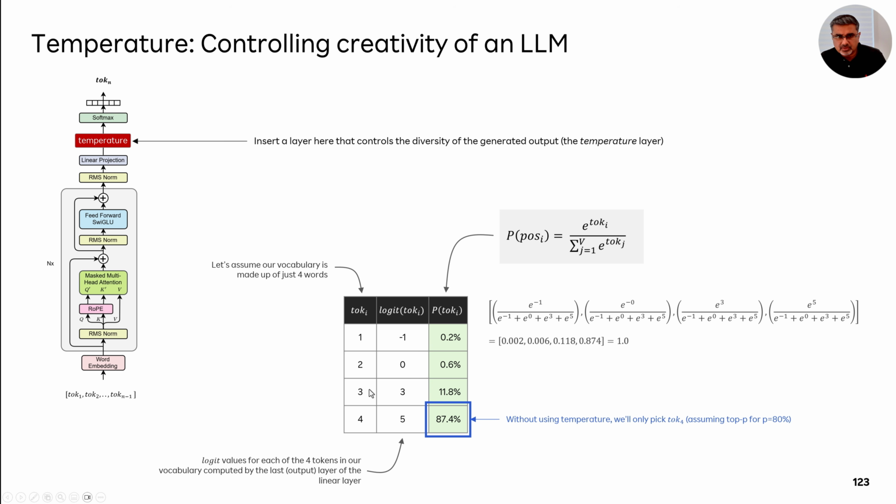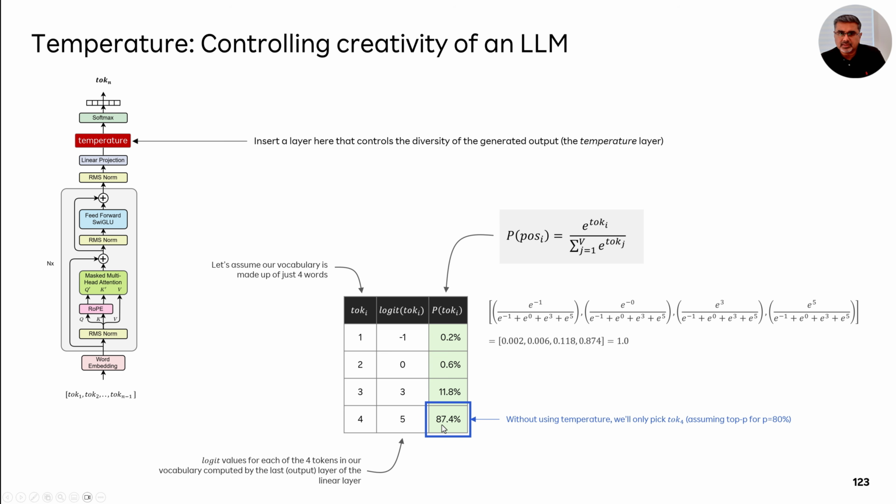This is a standard softmax. There's nothing new. I'm sharing the same thing here. So these are the possible words from the vocabulary, and this is when you softmax it based on the final projection layer's logits, you get this distribution. Now, let us say I'm using top P sampling, and my P that I've selected is 80%, which means pick as many tokens from these possible 4 as long as the cumulative probability is greater than 80%. Well, it's going to pick the fourth token because its probability is 87.4%.